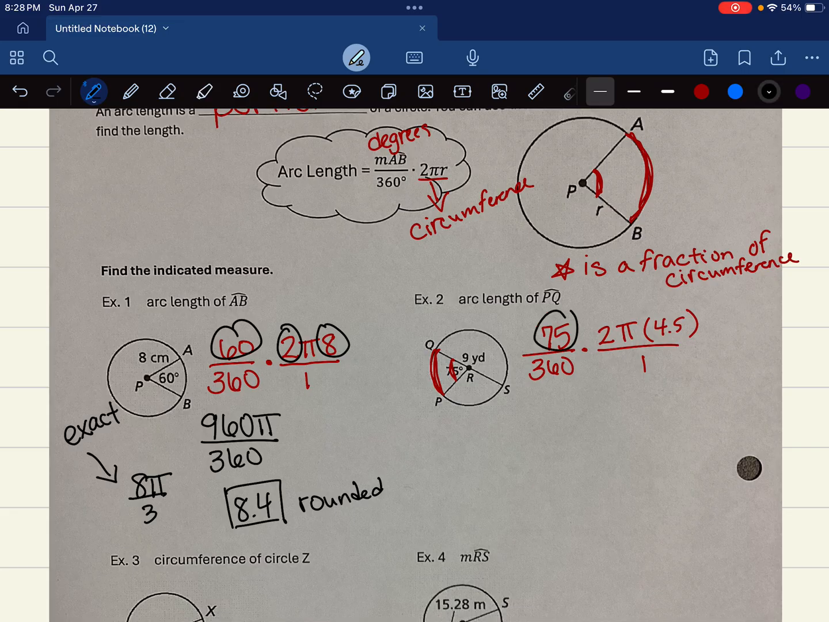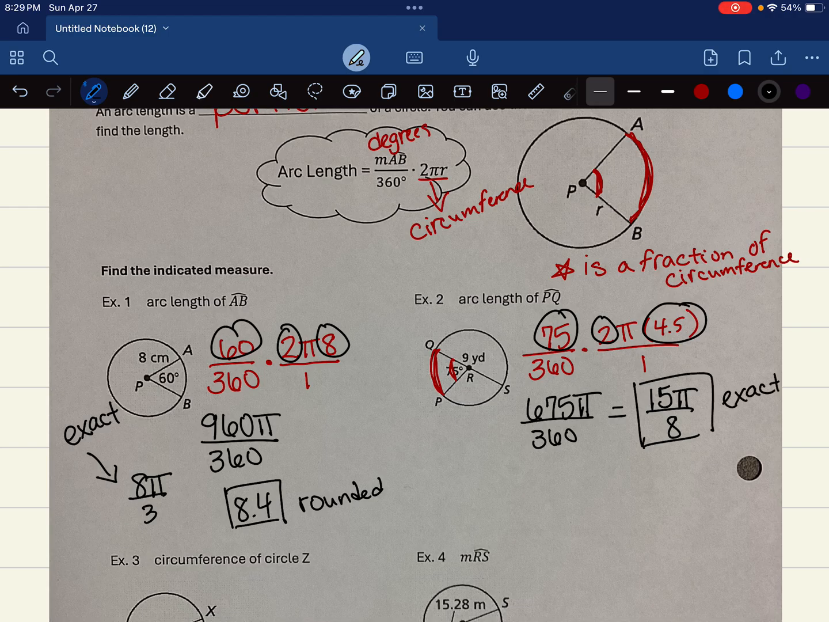Okay, so same as last time. We're going to type in our calculator 75 times 2 times 4.5. That should give us 675 pi, and we leave that over 360. Okay, again, as an exact answer, we're going to do 675 as a fraction over 360, and we're going to simplify that. You should get 15 pi over 8. Right, this is our exact answer.